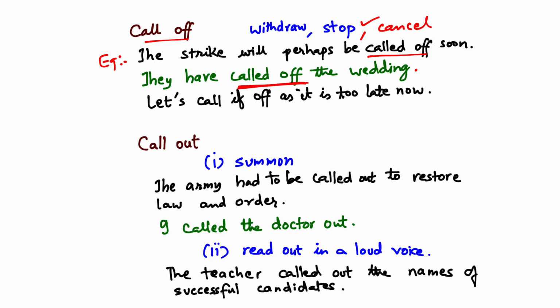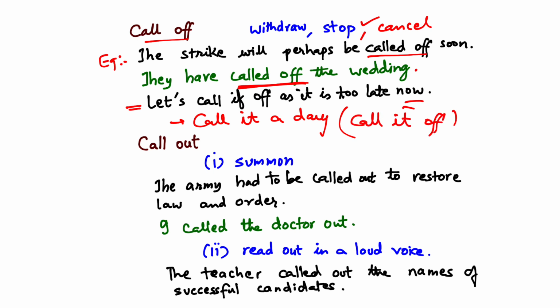Then you can also use something like this. Let's call it off as it is too late now. Suppose you are partying too late, then you can use this term. Or you can also use, let's call it a day. It has the same meaning. Let's call it a day as it is too late. It means it's too late, so let's stop and finish the party or meeting or whatever kind of activity you are in.